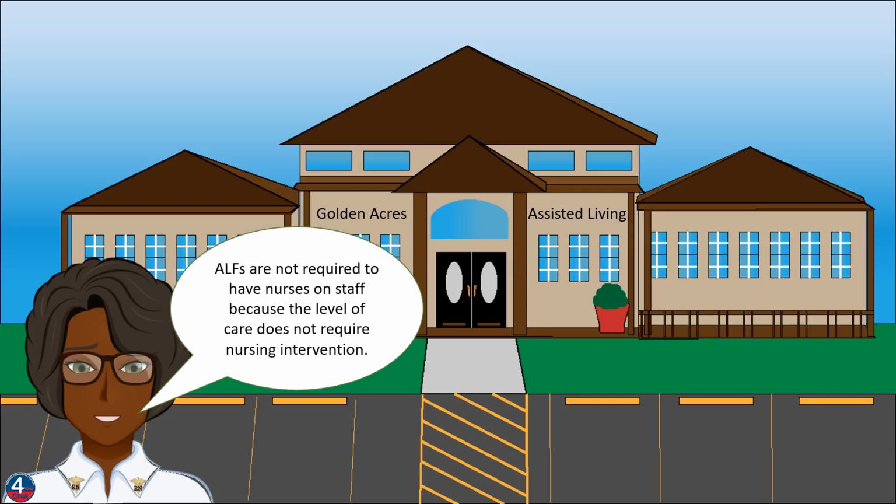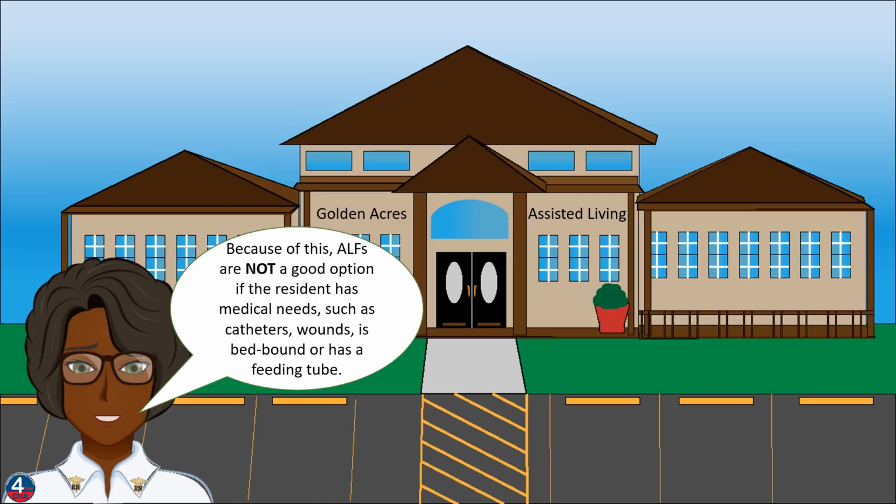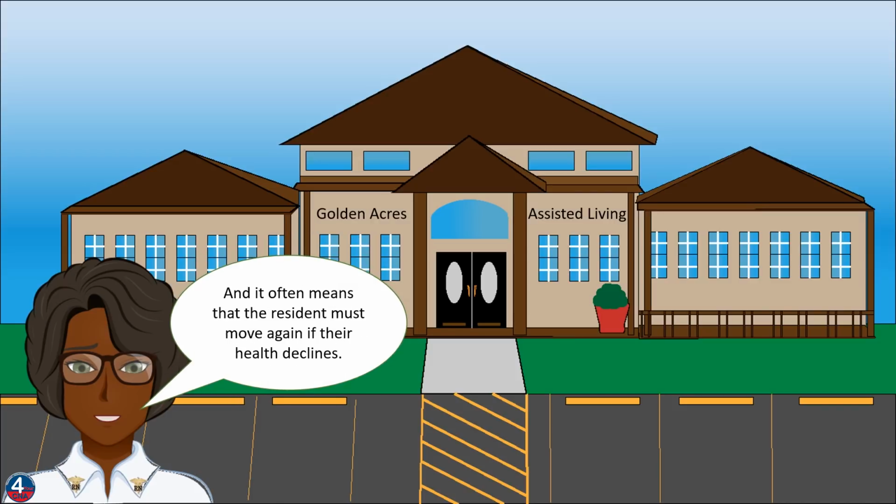ALFs are not required to have nurses on staff because the level of care does not require nursing intervention. Because of this, ALFs are not a good option if the resident has medical needs, such as catheters, wounds, is bedbound, or has a feeding tube. And it often means that the resident must move again if their health declines.